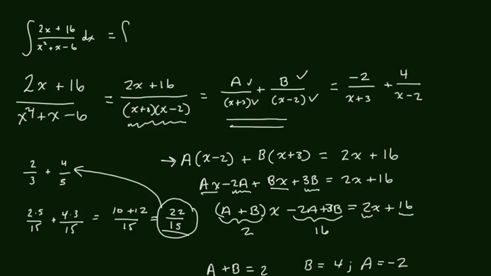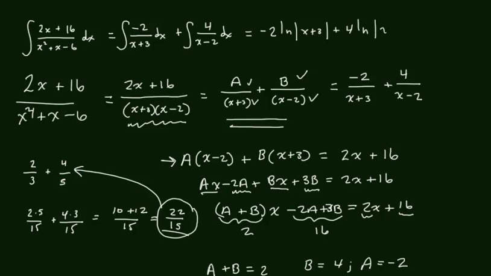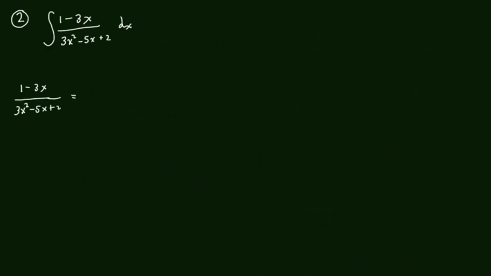So this integral becomes the integral of negative 2 over x plus 3 dx plus the integral of 4 over x minus 2 dx. And we have two simple integration problems here. Negative 2 natural log absolute value of x plus 3 plus 4 natural log absolute value of x minus 2 plus c. That's my final answer to example number 1. Let's take a look at example 2.